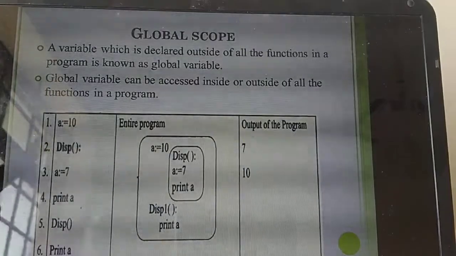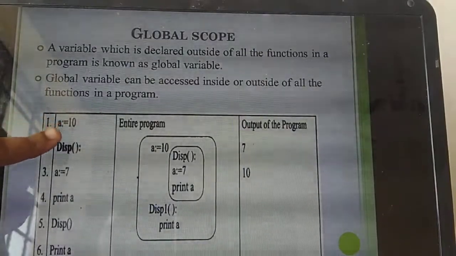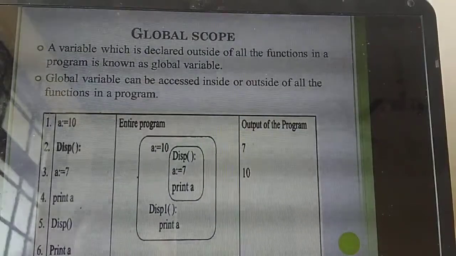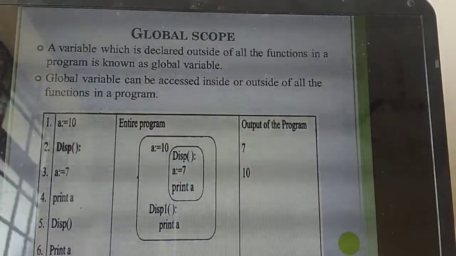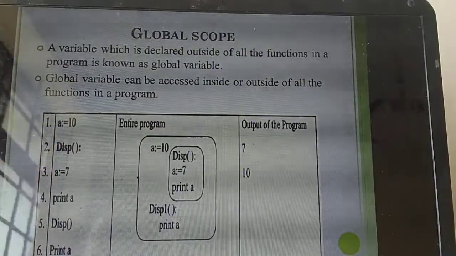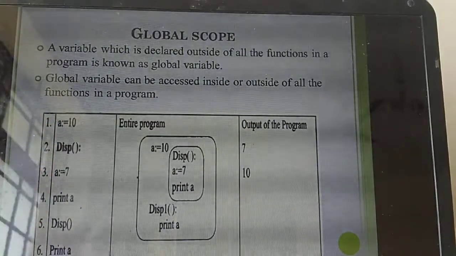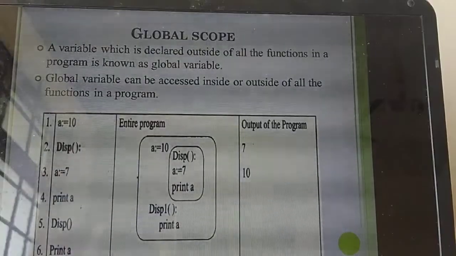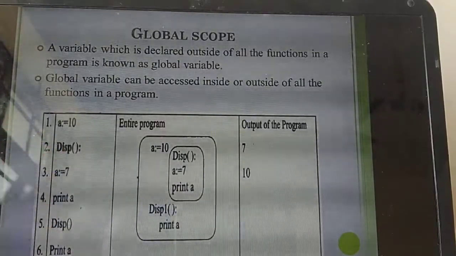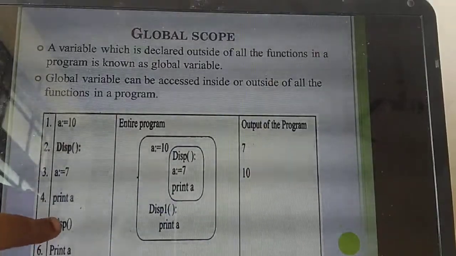Say this variable A I have given, whether I have given inside this function or outside this function. Variable A is first outside the function, isn't it? Inside the function, this alone: display of A equal to 7, print A. Understand? How many functions are there in this program? 2. What are they? Dispop and dis1off.